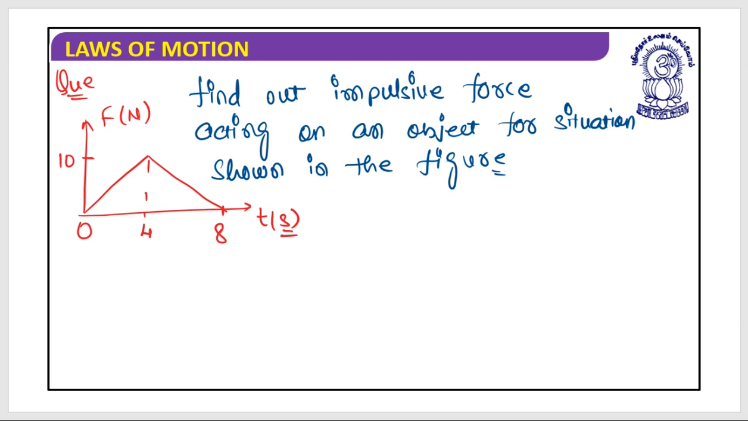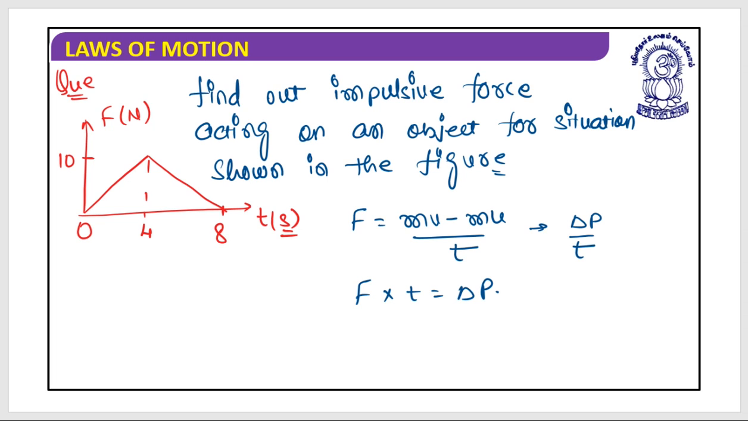So what do you require? You know that F equals mv minus mu divided by t, which is delta p by t, as well as you know that F into t equals delta p. So while doing a multiplication, I have an I that equals F into t. So I need to find out the area of the curve. I need to calculate the area of the curve.